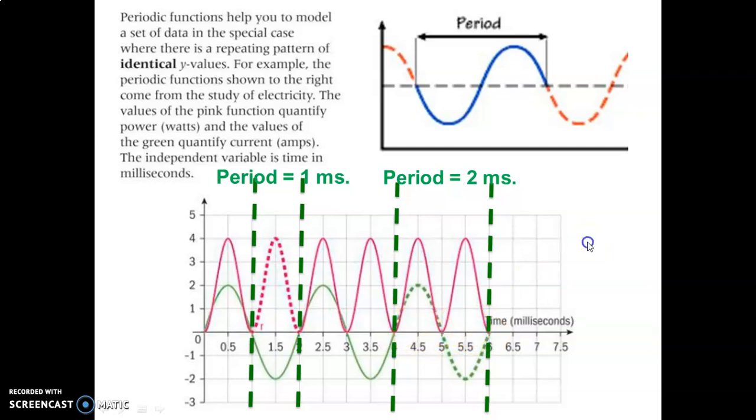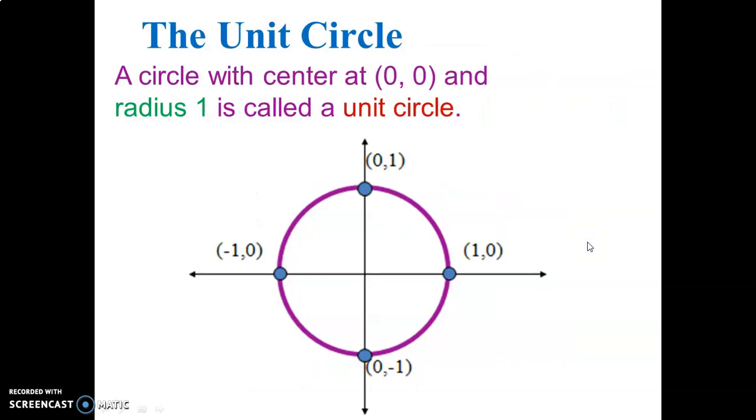Okay, those are periodic functions. Periodic functions can be graphed and drawn, and they can come from something called the unit circle. The unit circle is a circle. If you graphed it on the coordinate plane, it would have a center at 0, 0, and a radius of 1. So you can see here, this has a length of 1, a length of 1, a length of 1, a length of 1. And if you drew a radius in any direction, like this, for example, it would still have a length of 1. So that's a unit circle.